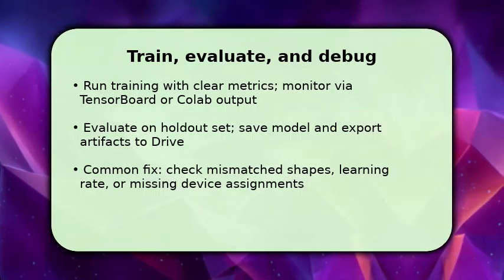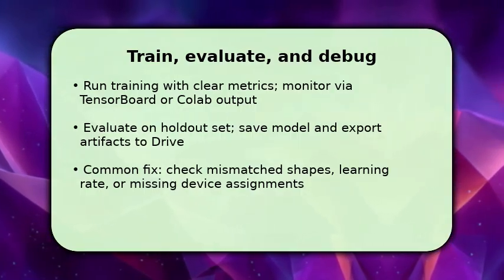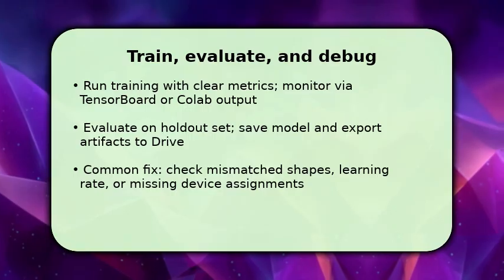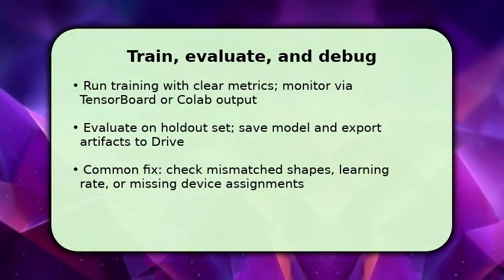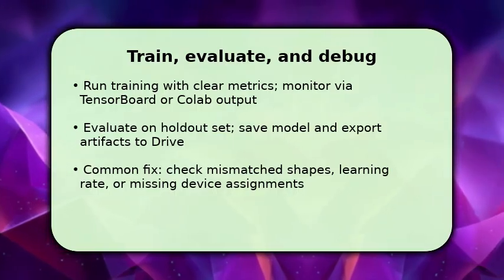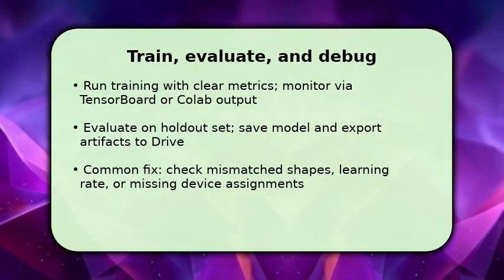If things go wrong, first check for mismatched tensor shapes, incorrect labels, or learning rate issues. Also ensure your data and model are on the same device. That troubleshooting step fixes most failures quickly and gets you back to iterating.